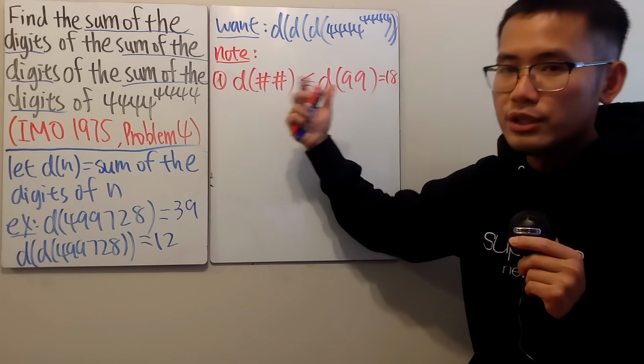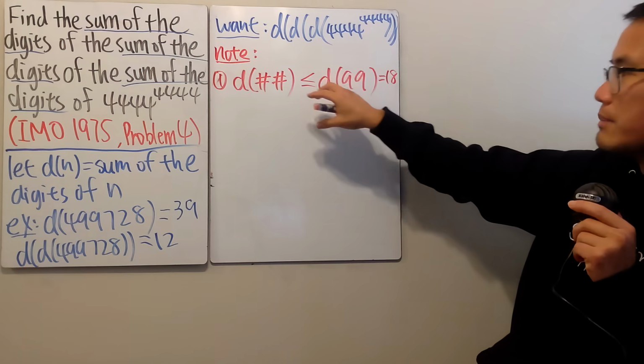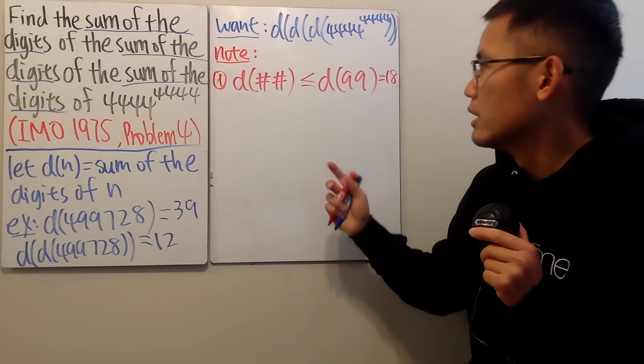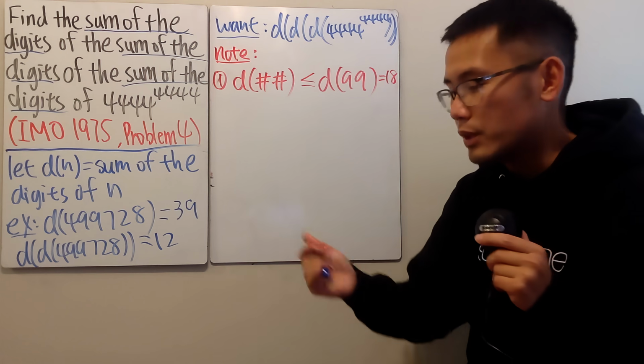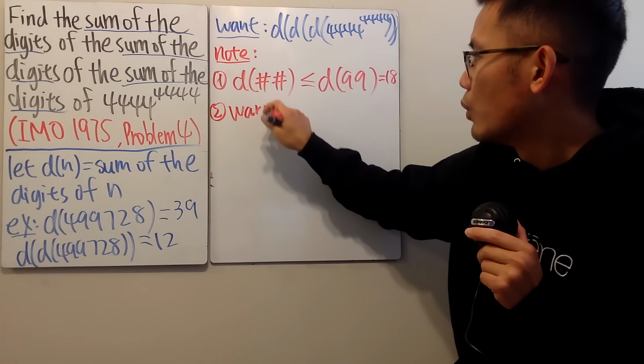And then of course, you can just extend this idea. If you have a three-digit number, the maximum is the digit sum of 999, and that will be 27, and so on. So that should be pretty clear. However, there's one thing you have to be careful with, so I'll just say this is a little warning.